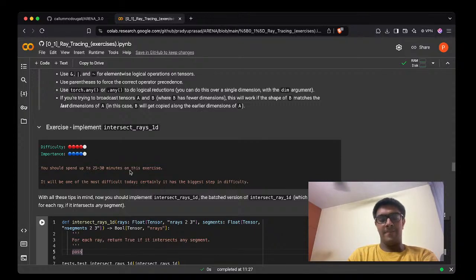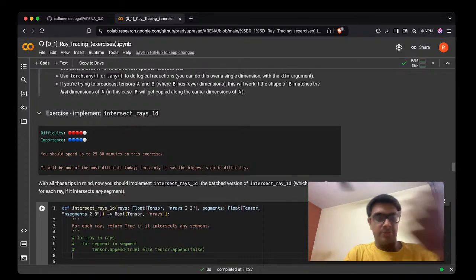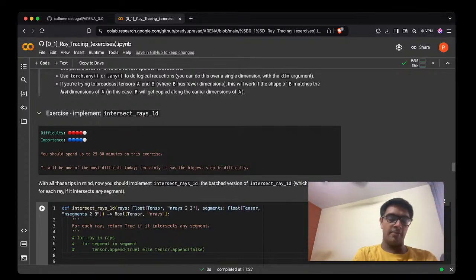So let's look at the naive way of doing this, right? You do a double for loop: for ray in rays, for segment in segments, does it intersect, then tensor dot append true, else false. But I suppose that's not what they want us to do, although this is the naive approach.